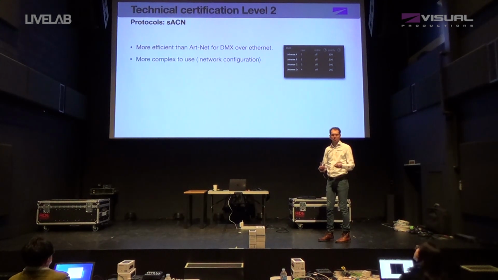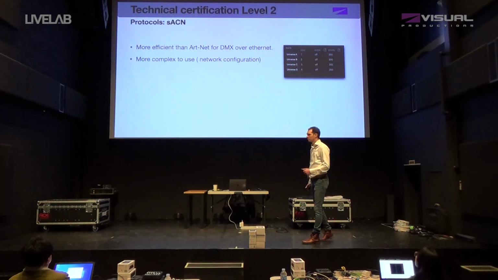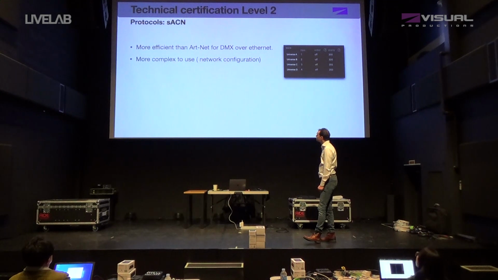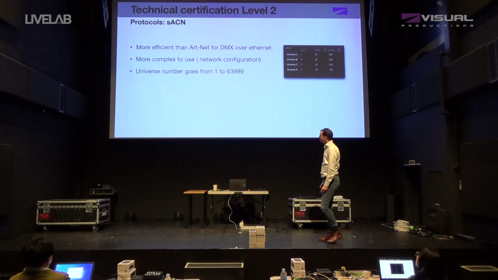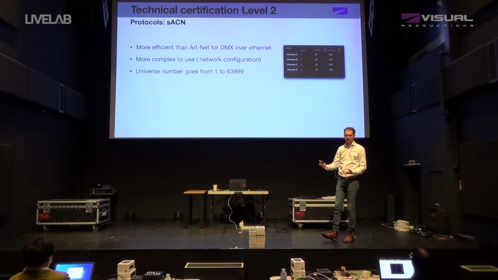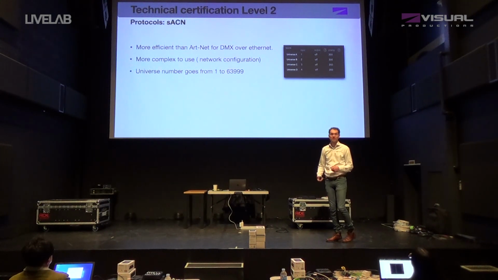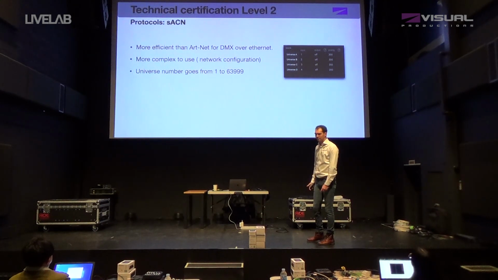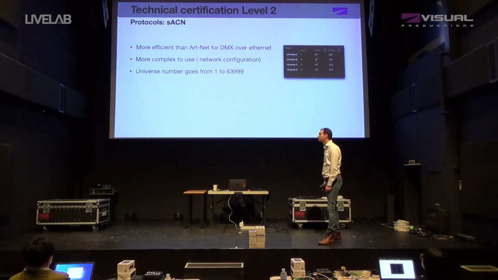But it's a little bit more complex to use because you need to set up the network in the right way. So for one controller and one device to talk with sACN, they need to have the same universe number, which can be set between 1 and 63,999.